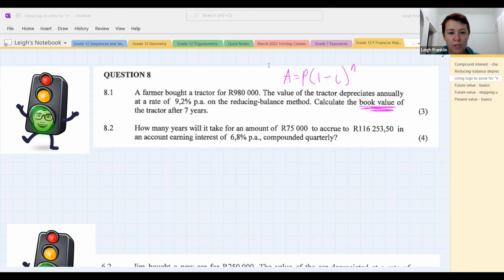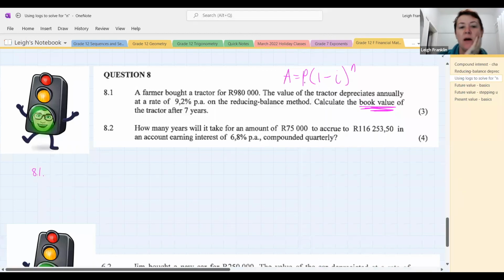Okay, so a lot of you seem to be getting the same answer there. Good. So now I'm going to move on and then go on to number 8.2 if you finished. I'm going to do 8.1 here on the side.